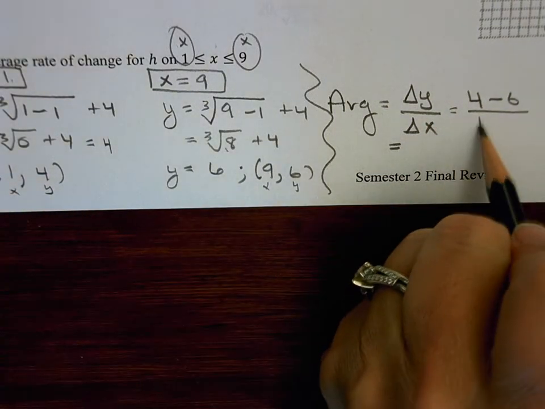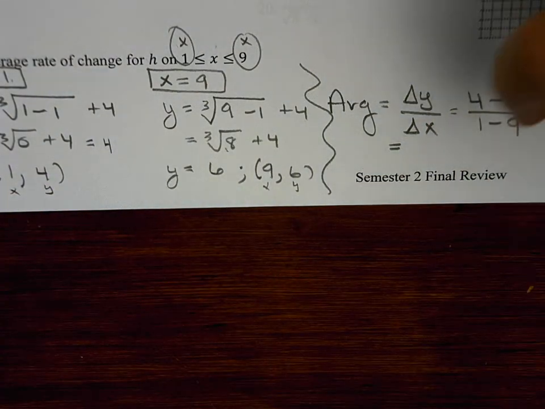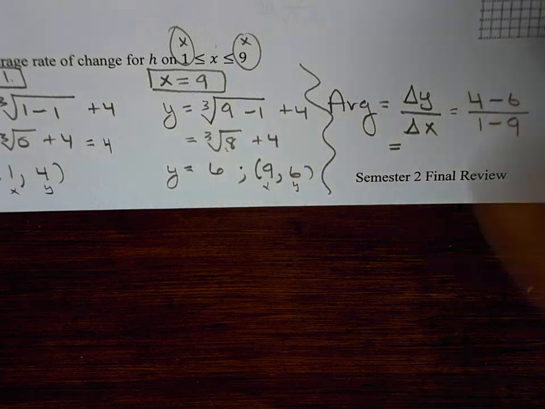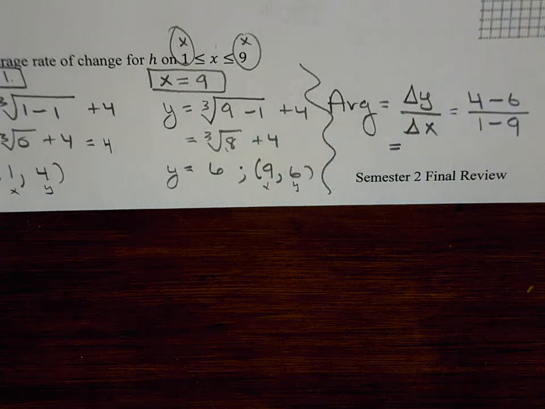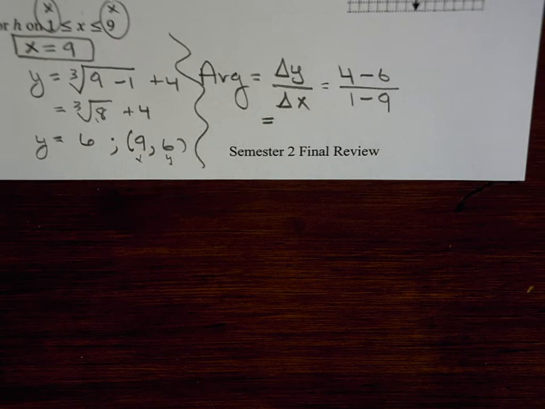And I could have done it the other way, right? I could have done 6 minus 4 on top, 9 minus 1 on the bottom. It really doesn't matter which way I subtract. Just whichever way is good for you, that's the way you need to run with.